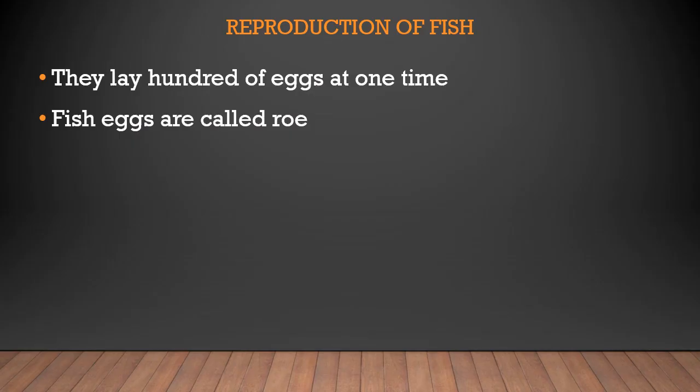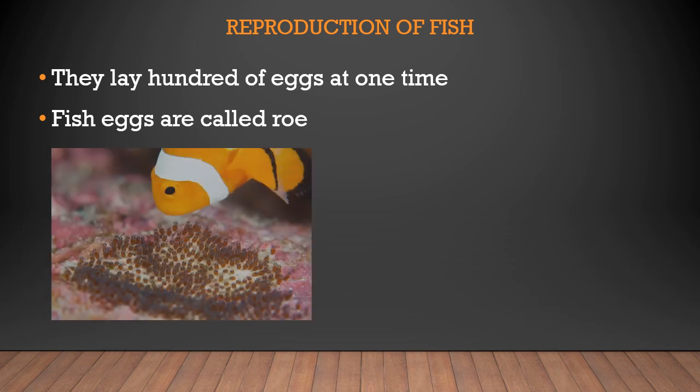Now we are going forward with the reproduction of fish. Reproduction of fish is very easy and simple. They lay hundreds of eggs at one time. Fishes lay hundreds of eggs at one time because some big fish eat up some of these eggs. Many eggs are lost in floods, sedimentation, changes in water temperature, etc. Some eggs survive to become fish.